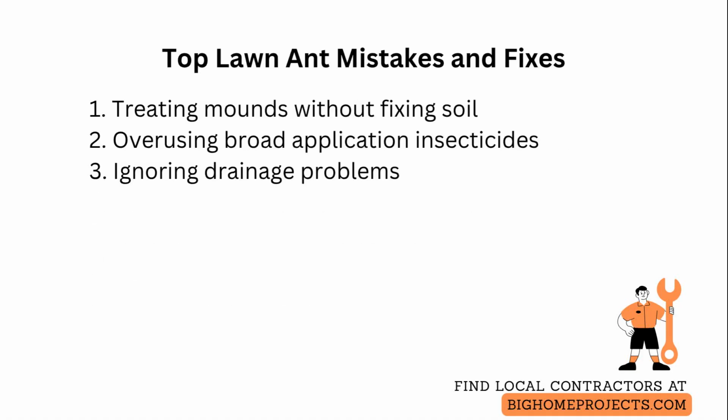3 common mistakes are treating only the visible mounds without fixing soil conditions, which gives ants a place to return. Address this by combining targeted treatments for active nests with the soil improvements above. Another error is relying solely on broad application insecticides, which can suppress ants temporarily but harm beneficial predators and soil life. Use targeted baits during foraging periods and reserve contact treatments for severe nests while prioritizing cultural fixes.